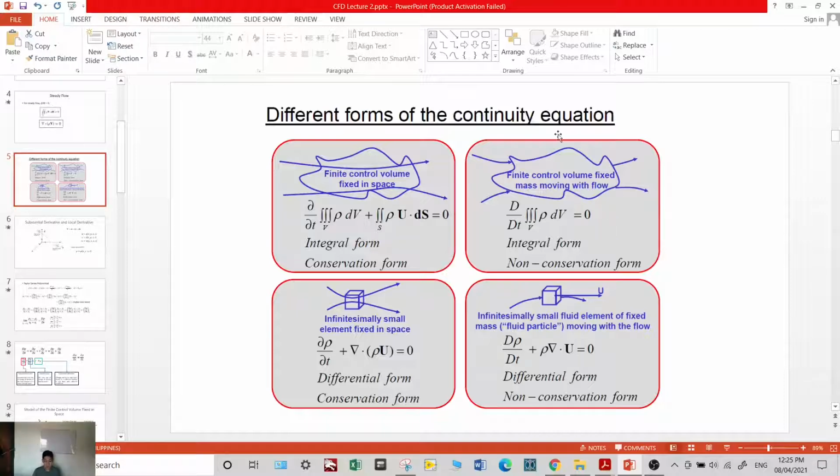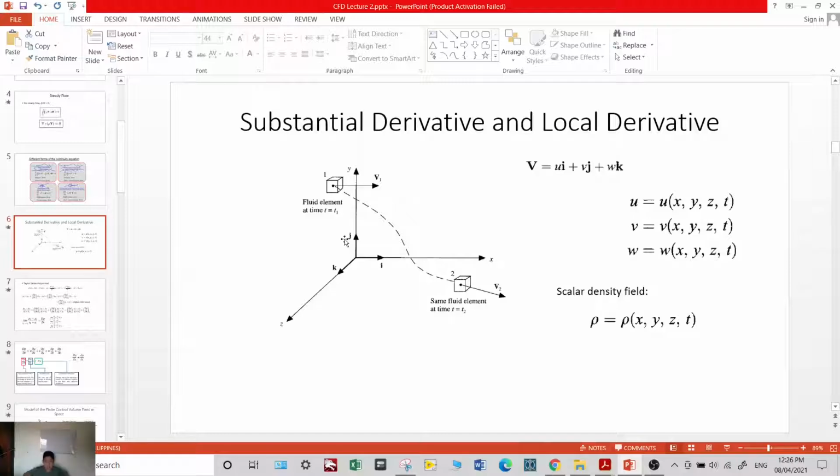Okay, so although kani silang upat, different ila ang the way it is written, but this is just the same. Okay, so pwede naman siya ma-convert from one form to another. Okay, so before we proceed in deriving, we will derive that for model, no? Before we do that, let's discuss first what about a topic nga magamit nato later on, which is the substantial derivative and local derivative. Okay, so imagine that you have a fluid element.